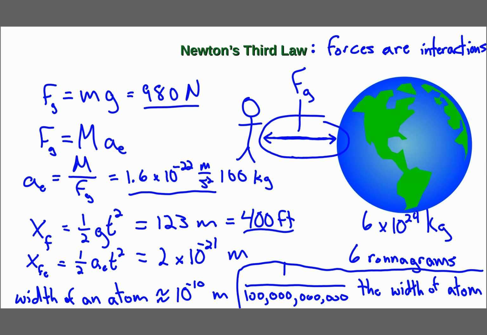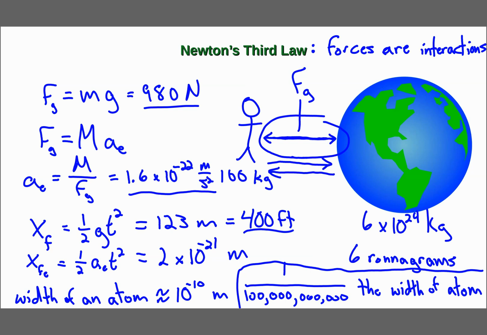So forces are interactions, which means that the truth is you and the Earth pull on each other with the exact same force, okay? You guys pull on each other with the same magnitude of force. And the force has two sides. An interaction always has two sides. There's the side that's the Earth pulling on you, and there's the side that's you pulling on the Earth, okay?